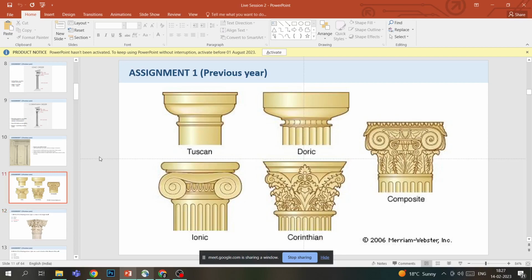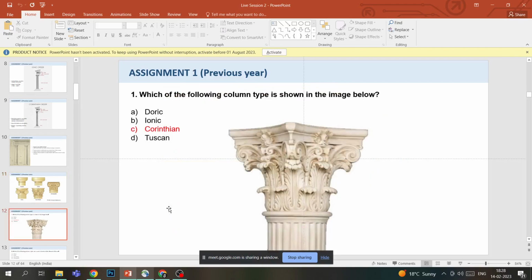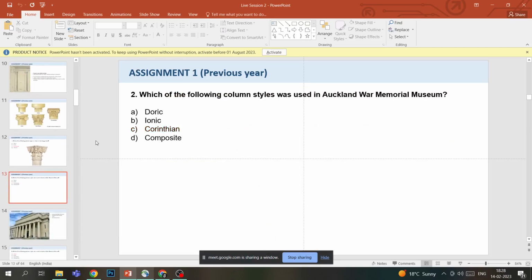These are the capital heads of different column types. You can see Tuscan, Doric, Ionic, Corinthian and Composite. Doric has a plain column, plain capital head, and Tuscan is very similar to Doric. Ionic has scroll-like capital heads. Corinthian has very decorative capital heads, and the Composite uses features from both Ionic and Corinthian to create a very overly decorative column head. So the answer to this first question is Corinthian column.